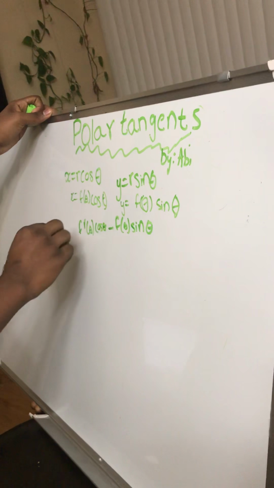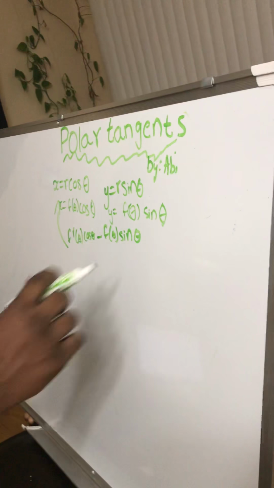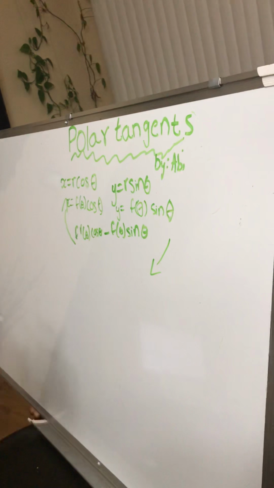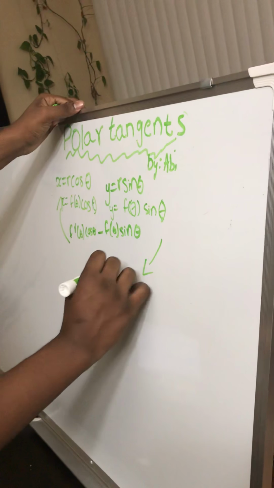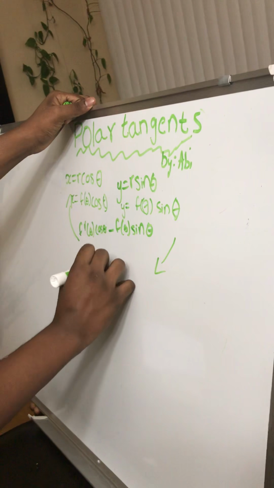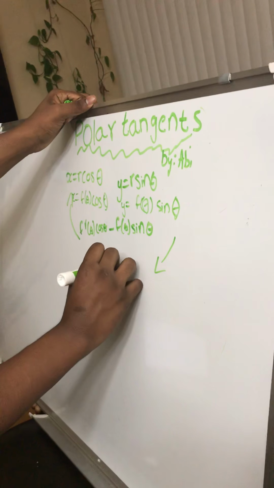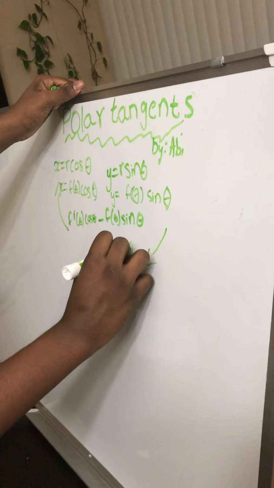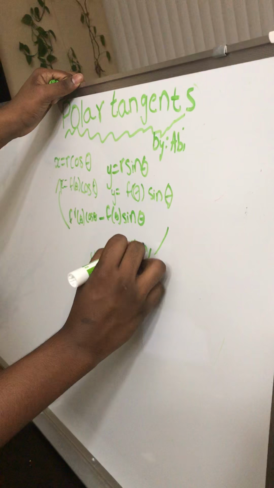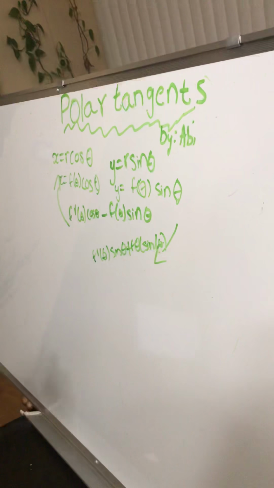Alright, that's the derivative of this, dx d theta. And now we're going to get dy d theta. This is just the basic, so you can have a head start on this. If we derive this, we should get f prime of theta sine theta plus f of theta cosine theta. Please excuse my bad handwriting.